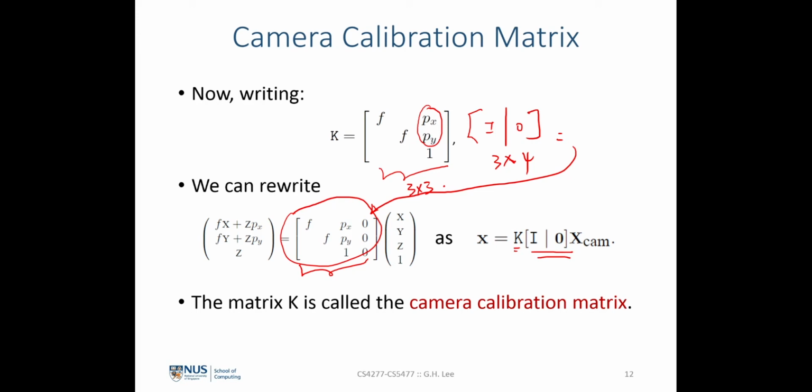And now we'll also give this K matrix a name. We'll call it the camera calibration matrix. This particular K matrix is also otherwise commonly known as the camera intrinsics matrix.